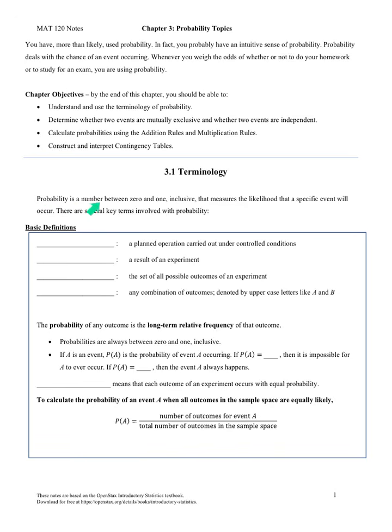Probability is always a number between 0 and 1, including 0 and 1. It measures the likelihood that a specific event will occur. A planned operation carried out under controlled conditions is what we call an experiment. A result of an experiment is called an outcome. The set of all possible outcomes of an experiment is called a sample space.